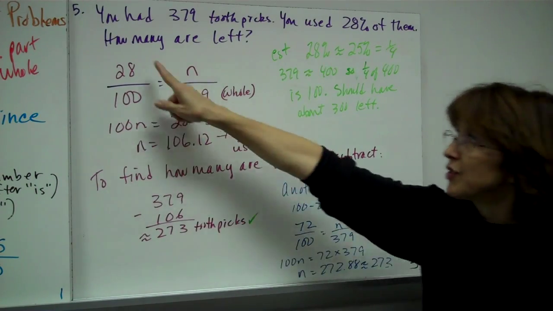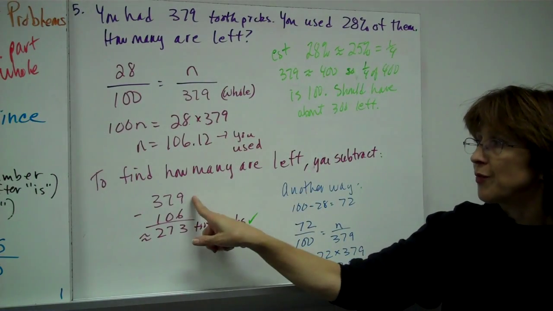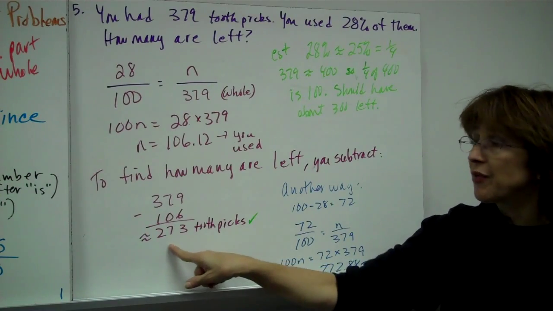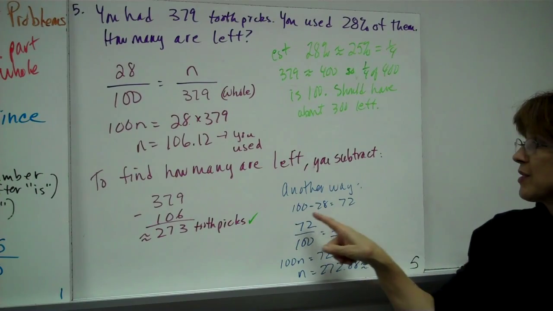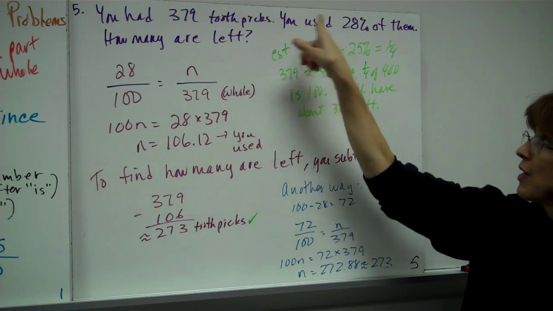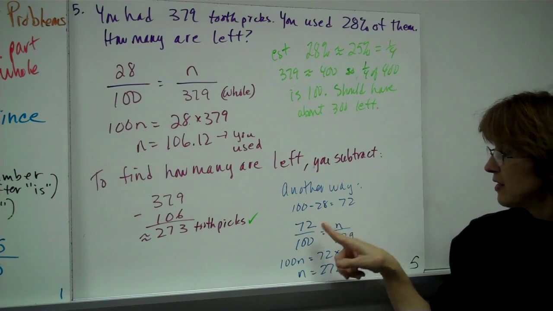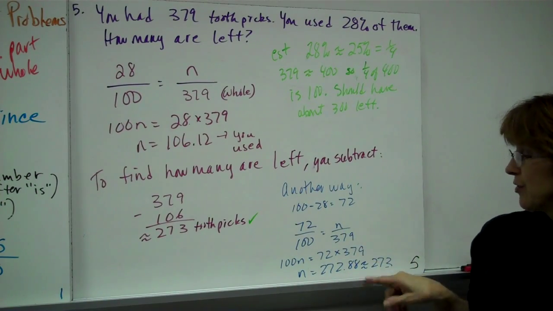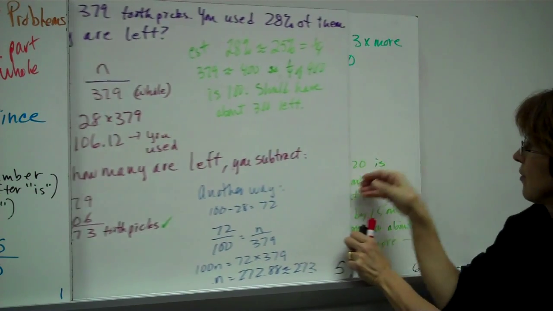Okay, then we got to reread the question. How many are left? So we got to subtract that from 379. So about 273, about 300 weren't used, which is what we would have figured out right here. Another way to do it is just to go ahead at the beginning and subtract this from 100%, saying that you used 72%, and then solve it the same way, and you'll get about 273. Okay, one last board here. We're almost done.